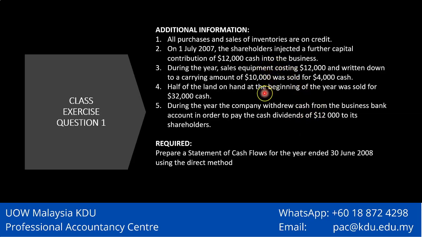Number 3 and number 4 affect investing activities because they are related to non-current assets. Number 2 and number 5, this is under financing activity because it has to do with equity, liabilities, or rather borrowing money, payment of dividends, injection of capital into the business. So now we're going to use the direct method to prepare our statement of cash flows. So let me show you how it looks.